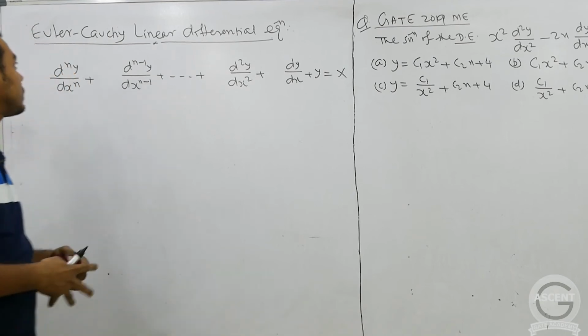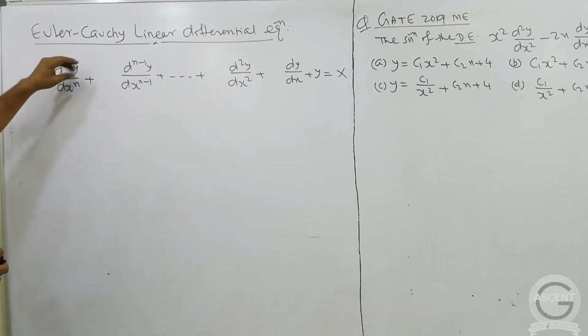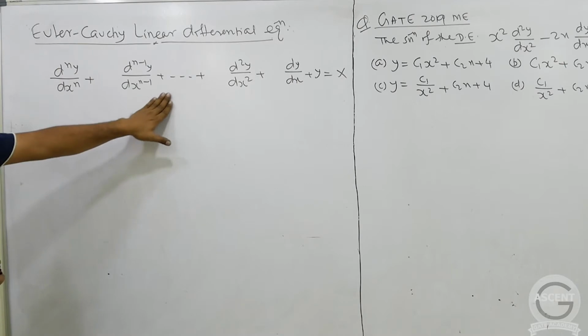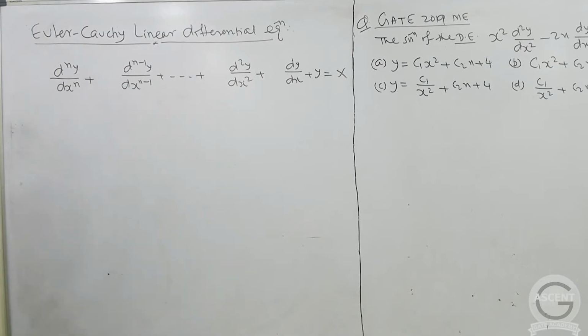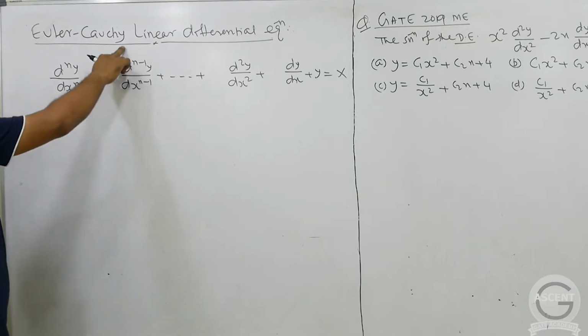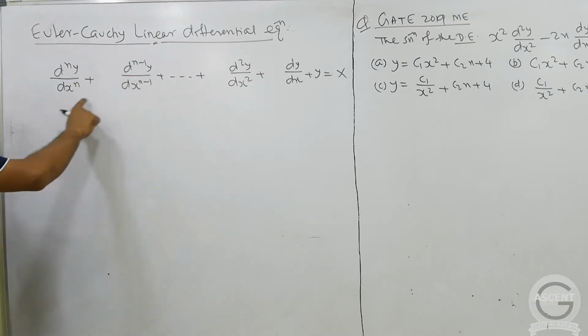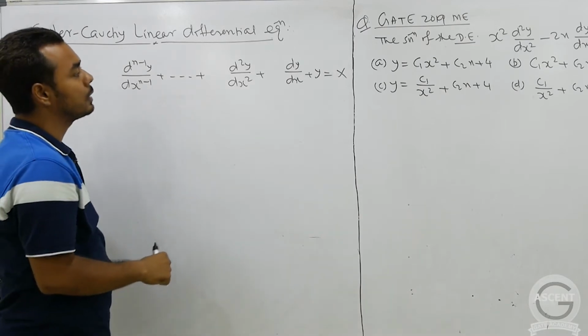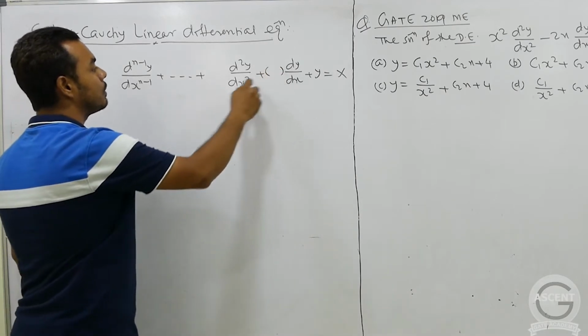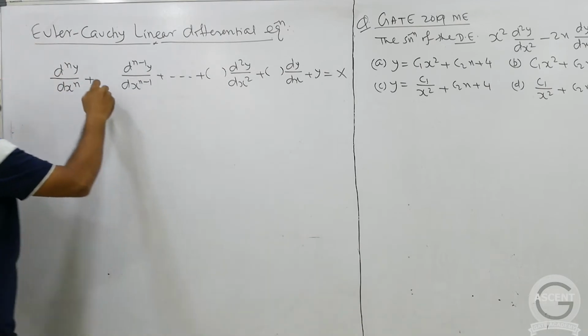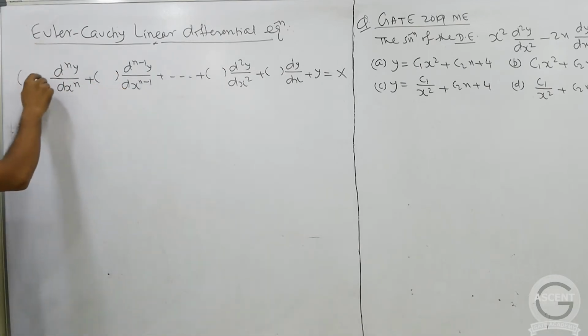So this is our last topic from this chapter, differential equation, Euler Cauchy linear differential equation. Here the differential equation is an example of linear differential equation with variable coefficient. This was our standard format of linear differential equation, and here if you have some constant, then the differential equation was linear differential equation with constant coefficient that we have seen how to solve.